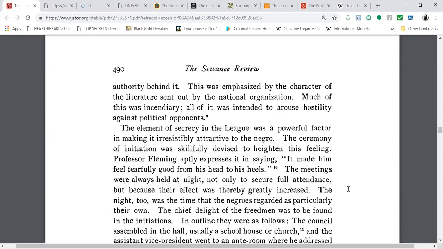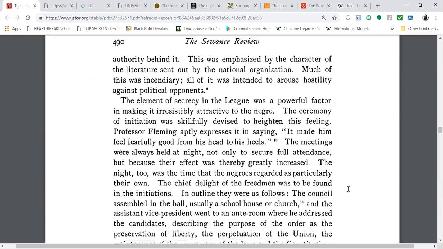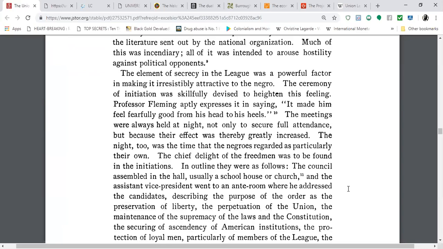The element of secrecy in the League was a powerful factor in making it irresistibly attractive to the Negro. The ceremony of initiation was skillfully devised to heighten this feeling. Professor Fleming aptly expressed it in saying it made him feel fearfully good from his head to his heels. The meetings were also held at night, not only to secure full attendance, but because the effect was thereby greatly increased. The night, too, was a time which the Negroes regarded as particularly their own. The chief delight of the freemen was to be found in the initiation.